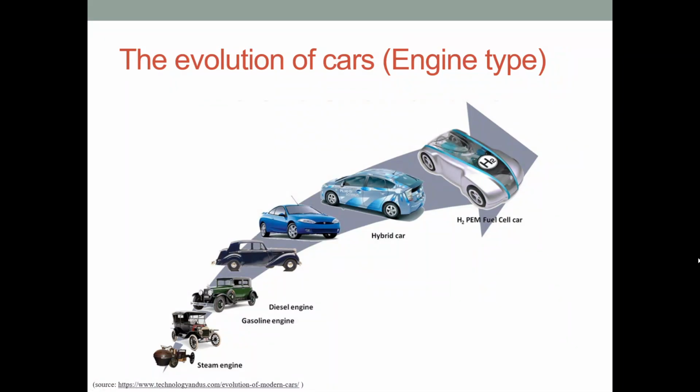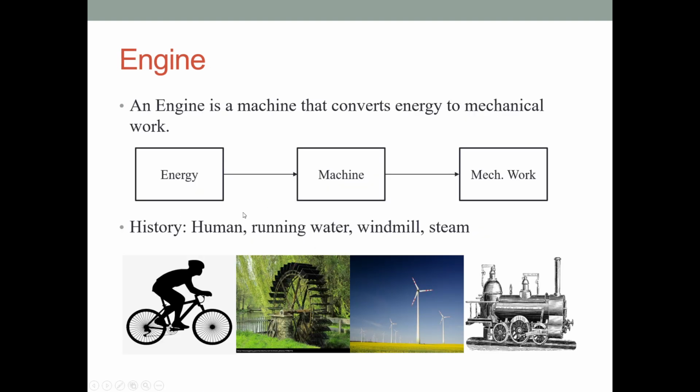The revolution of cars started with the steam engine, and after that we had the gasoline engine, diesel engine, hybrid car, PEM fuel cell car, electric vehicles, and so on. So we have different types of cars as far as engine type. But what is an engine? An engine is a device that transforms energy into mechanical work. For instance, here you can see a human transforming energy into mechanical work. So that can be an engine. Or we have running water, a windmill, or steam.